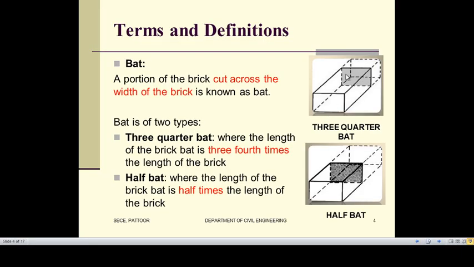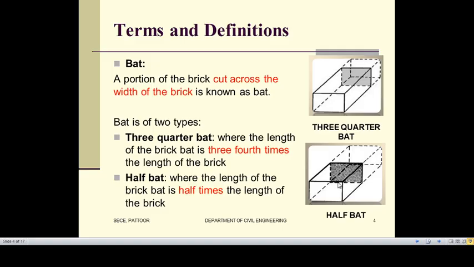This solid line is showing the 3/4 batt. The length of this batt is 3/4 times the length of the full brick. That is termed as 3/4 batt. And for half batt, the length of the batt is half of the length of the full brick. So that is termed as half batt.